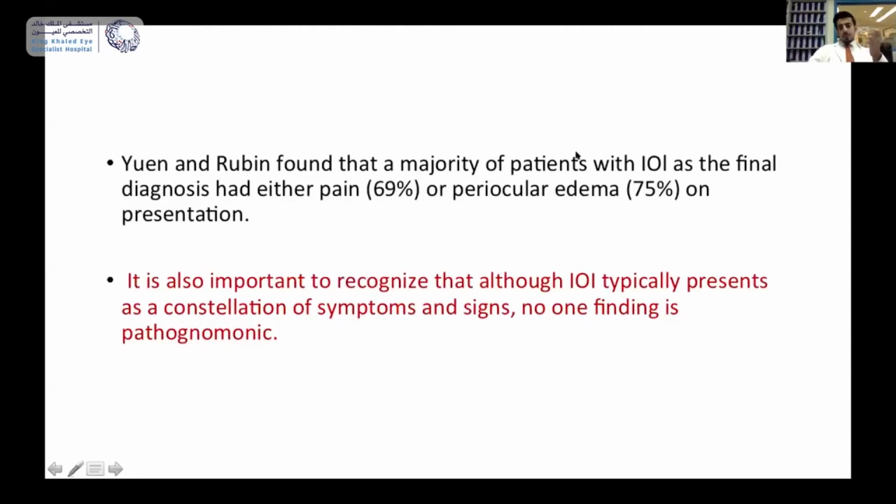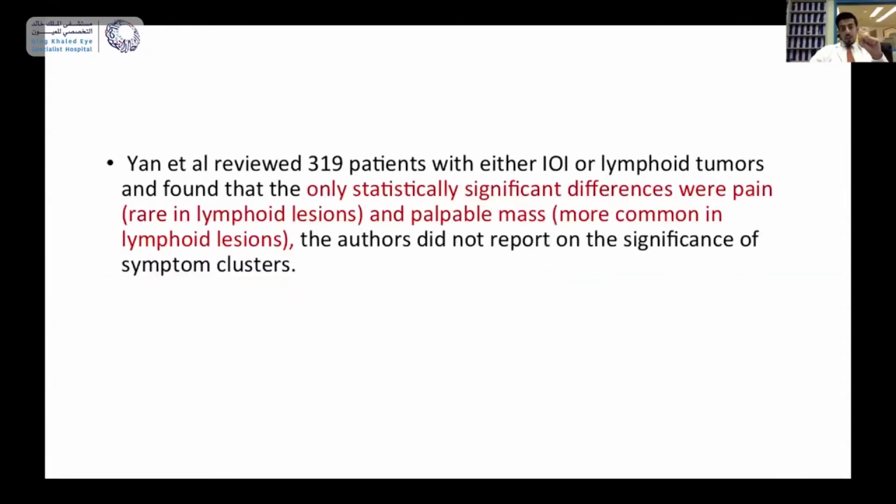And also they found that the majority of patients diagnosed with IOI had either pain or periocular edema on presentation. Having said that, it's important to recognize that IOI, or idiopathic orbital inflammation, typically presents as a constellation of symptoms and signs, but no specific sign or symptom is pathognomonic.